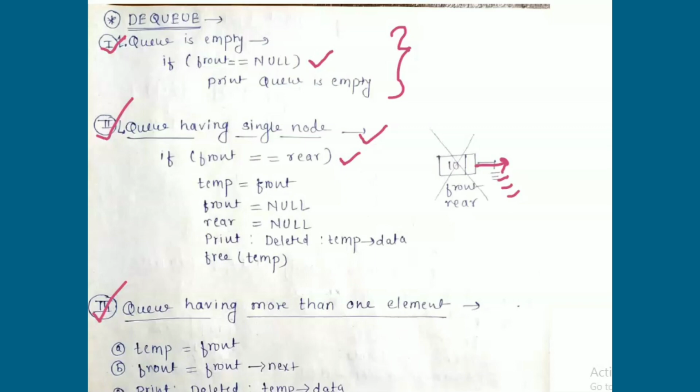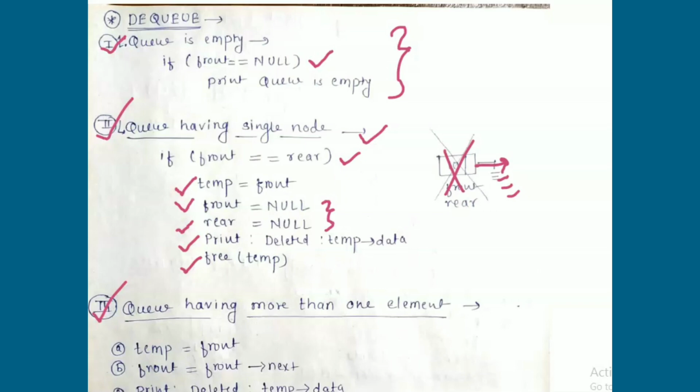And you want to delete that single node from your queue. For that, we will hold the front in a temporary variable. After deleting the front, which is currently the rear also, we need to set the front as well as the rear to null, because after deleting the single node your queue becomes empty. If you want to print the data of the deleted node, you can print it with the help of temp data. And whatever memory is allocated for this node, we can free it with the help of free temp. So that's all about the second case.